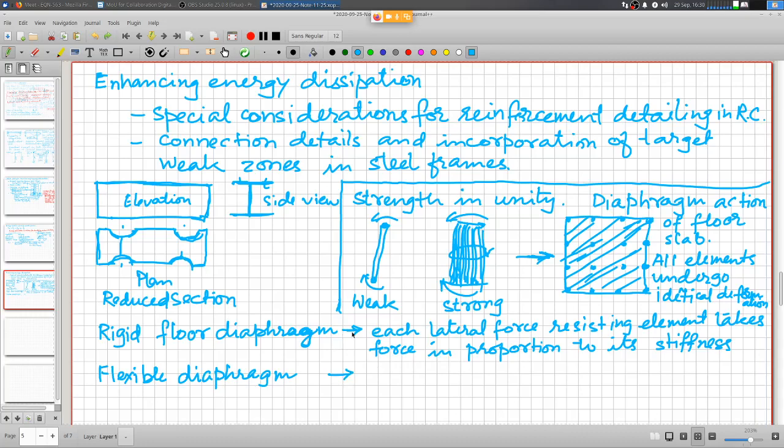And on the contrary, if the flooring system is such that the equality of deformation is not enforced, which is quite possible when you have a flooring made of some kind of wooden planks or so on, right?